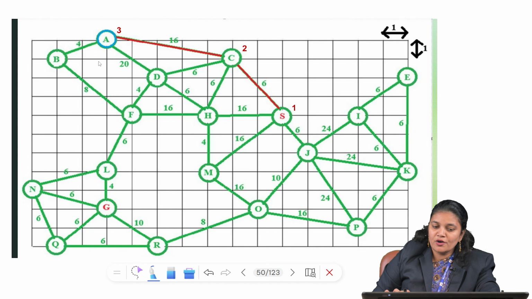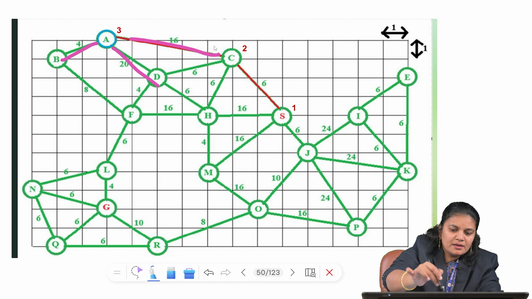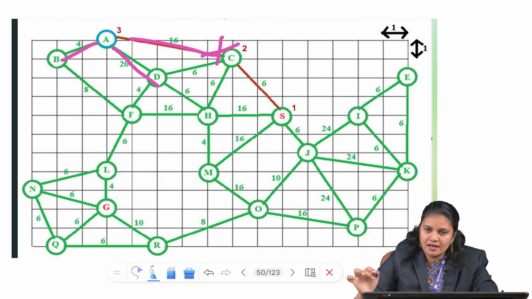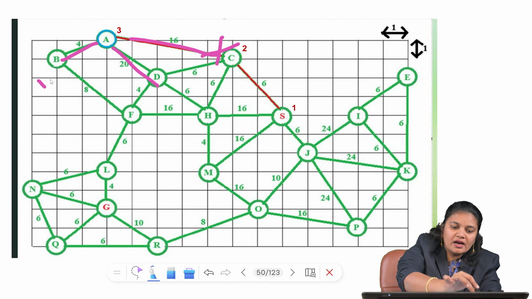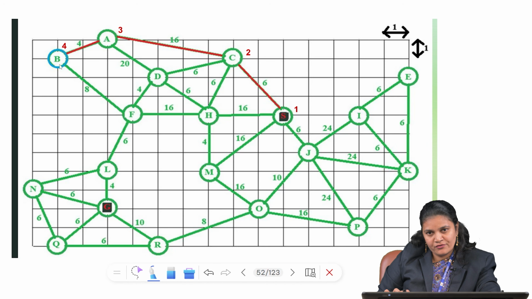Now the children of A we have to consider. From A, we have B, D and C, but C is already visited, so we can ignore that path. B and D are there. Among these, in alphabetical order, we choose B. So B is being selected. From B, we have A and F. A is already visited, so we can move to F.